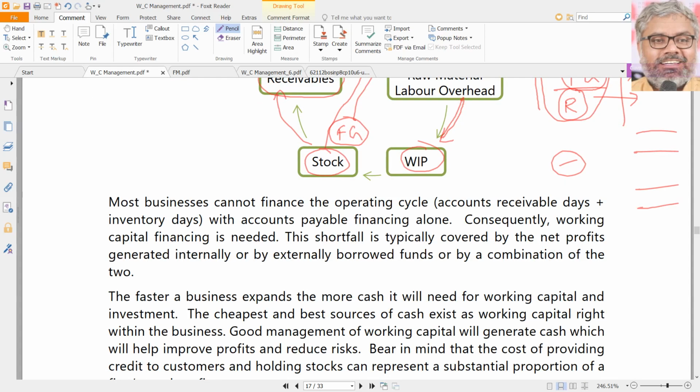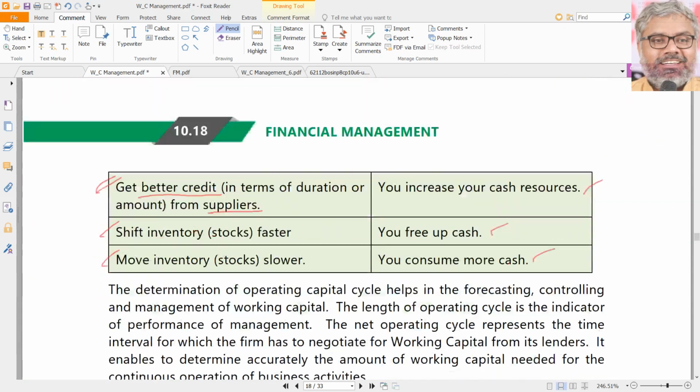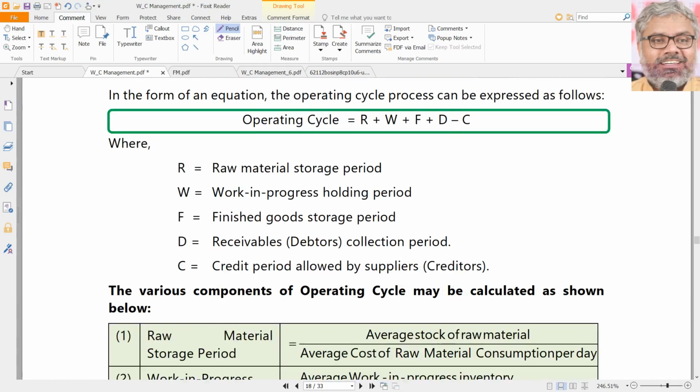On the other side, if you want to increase the payables payment period, that means you have better negotiating skills and you got better terms from the suppliers for a longer credit period. Like that, shortening of the operating cycle period is the basic operational objective of any organization, we can say. Of course, particularly because of the work in progress, raw materials and all, we are looking at a manufacturing organization. And this operating cycle can be expressed like this, as we already know: R plus W plus F plus D minus C.